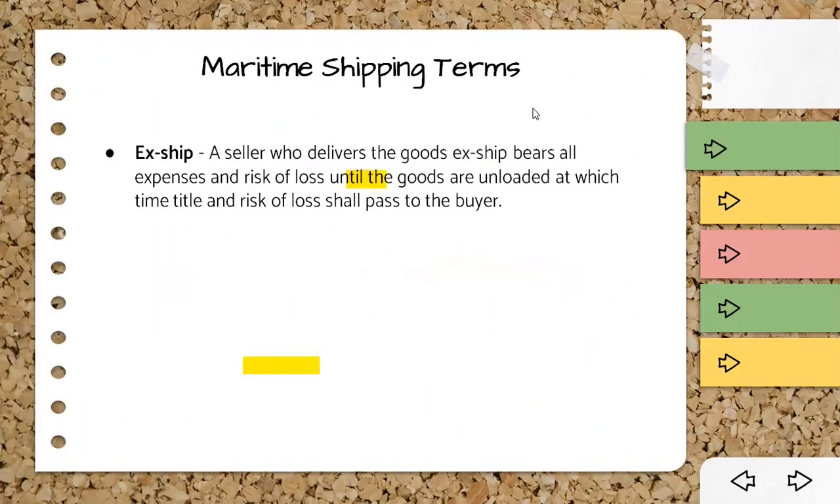Okay, another maritime shipping term here. We have ex-ship. So here, a seller who delivers the goods ex-ship bears all the expenses and risk of loss until the goods are unloaded, at which time title and risk of loss shall pass to the buyer. So in short, para itong FOB destination no, na mapapass on lang kay buyer ang ownership ng goods kapag na-unload na doon sa carrier or sa vessel ang goods. So para siyang FOB destination.